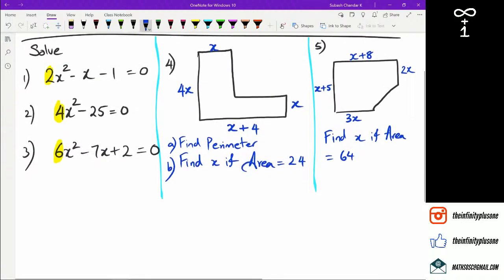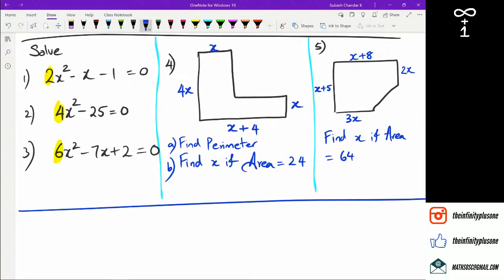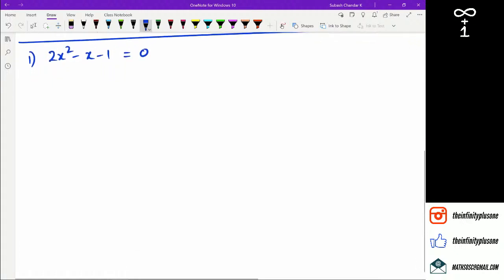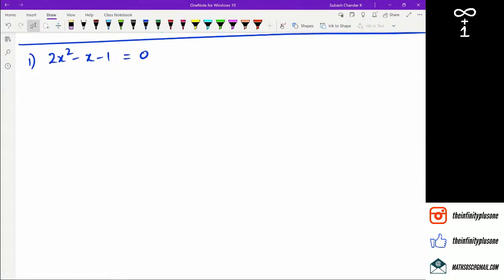So let's do the first question. Question 1: 2x squared minus x minus 1 equals 0. Like I said in the previous video, you can guess and check this if you want. You can use the quadratic formula if you're confident using it and you've done it before. Ultimately you just have to figure out what works for you, and then stick by it.